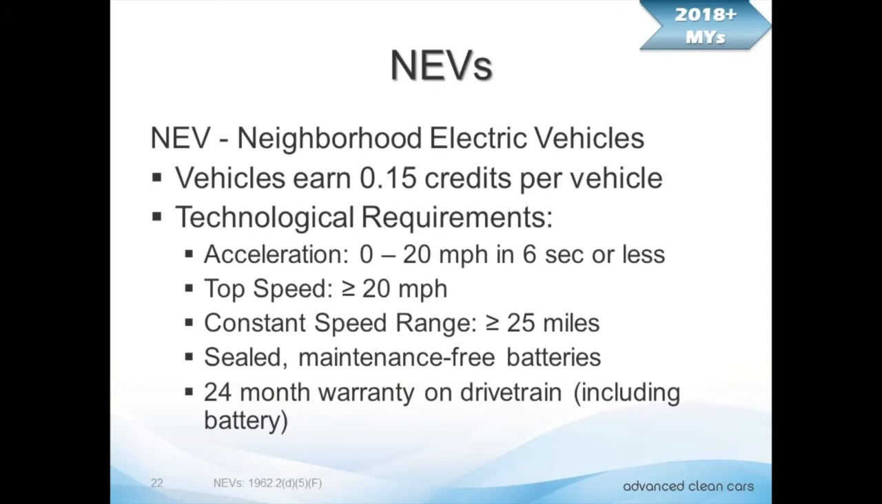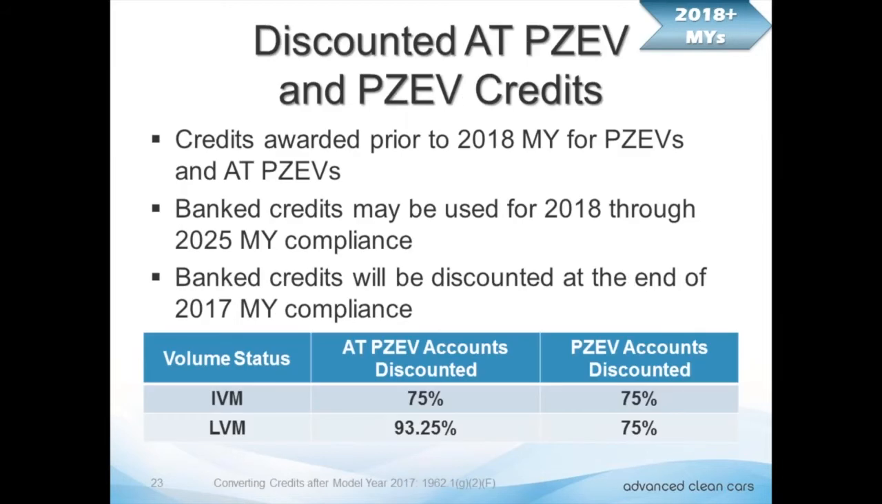Next, we're going to discuss some additional credits that manufacturers can use in meeting their ZEV percentage requirements for 2018 and subsequent model years. We're going to start with bank credits from partial zero-emission vehicles, or PZEVs, and advanced technology PZEVs, or ATPZEVs. Prior to 2018 model years, manufacturers were allowed to earn credits for the cleanest internal combustion engine vehicles, called PZEVs, and also from standard non-plug-in hybrid electric vehicles, called ATPZEVs. Starting in model year 2018, manufacturers will no longer be able to earn credits for these types of vehicles.